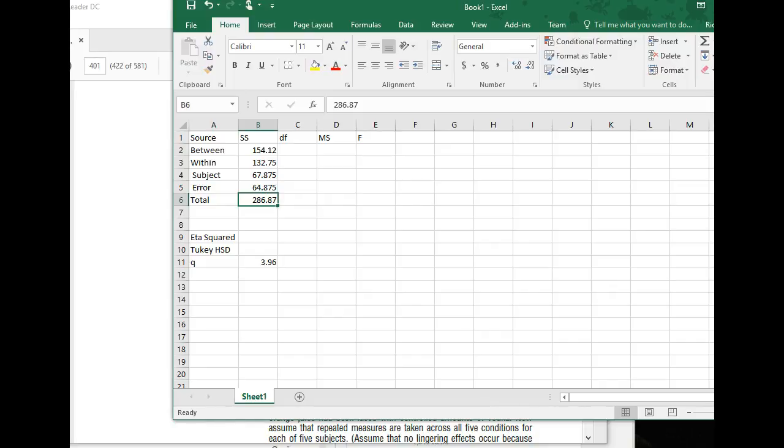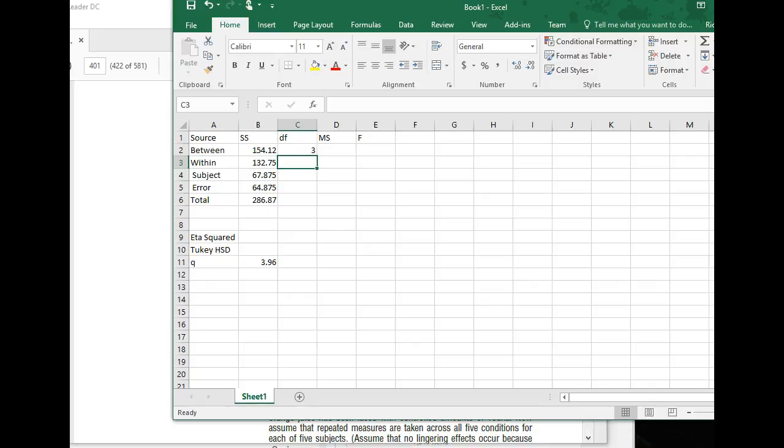All right, the next thing we need is the degrees of freedom. So the degrees of freedom works like this. For the between, we're looking at the total number of groups that we have. So that's 4, take away 1, so that's 3. For the within groups, we're going to take the total number of data items that you have, 32, take away the number of repeated measures that you have, which is 4.